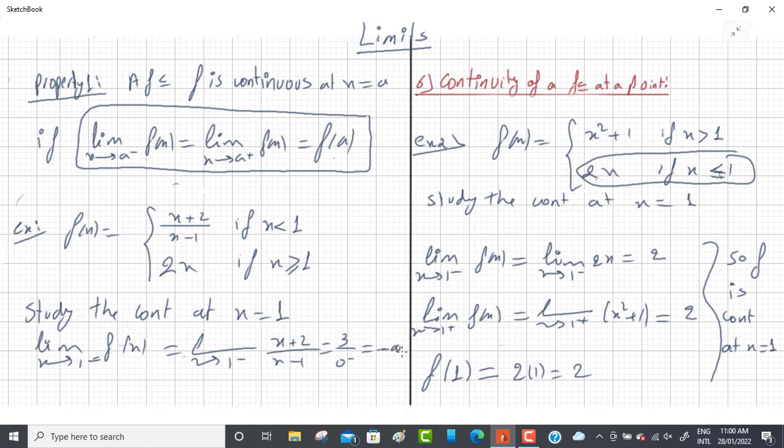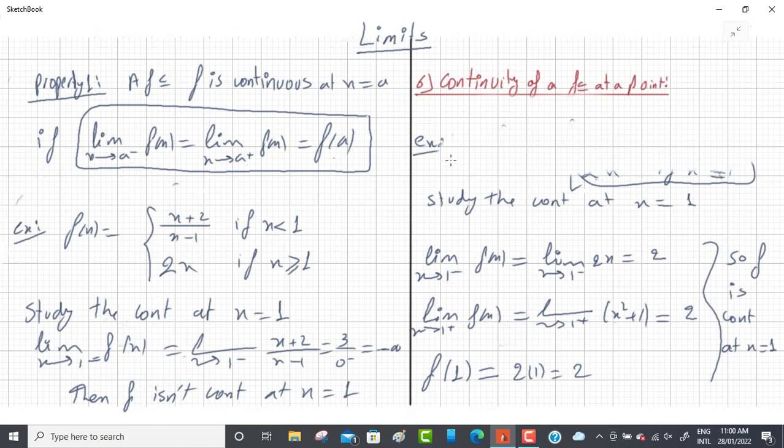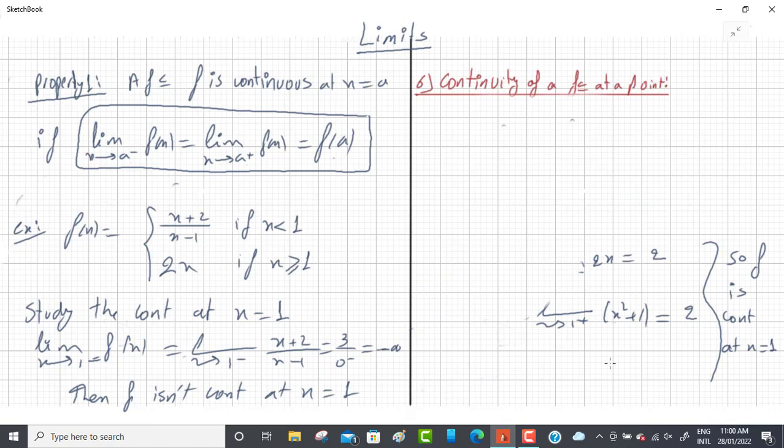You got one of the limits is infinity, so you can directly say that f is not continuous at x equal 1, because if the limit is infinity, for sure it's not continuous at this point. If one of the limits is infinity, for sure the function is not continuous at this point. That's what the definition of continuity says, plus property 1.